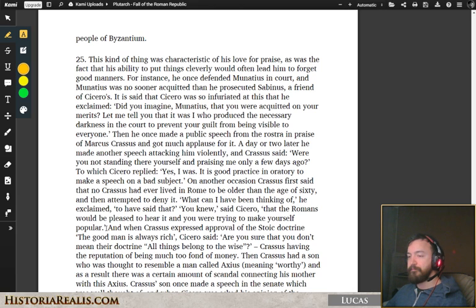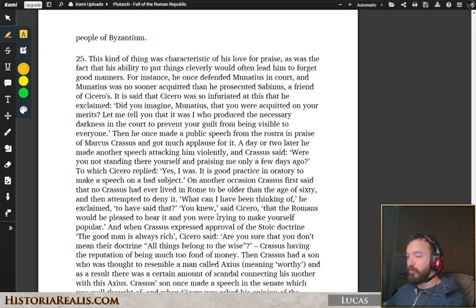And when Crassus expressed approval of the Stoic doctrine, "The good man is always rich," Cicero said, "Are you sure that you don't mean their doctrine? All things belong to the wise." Crassus having the reputation of being much too fond of money.